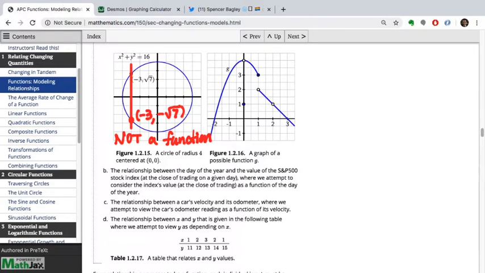So let's say I were to ask you for this graph, what is g of 0? When x is 0, what is y? 1, because that's where the closed circle with an x coordinate of 0 lives. What about g of 2? There's no place for y. There is no point on this graph that has an x coordinate of 2. So g of 2 is undefined.